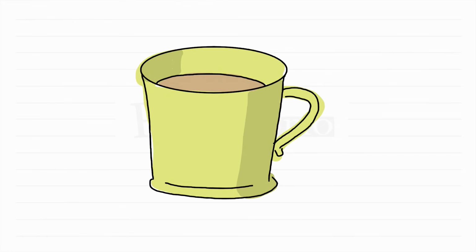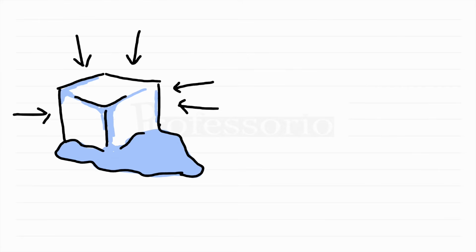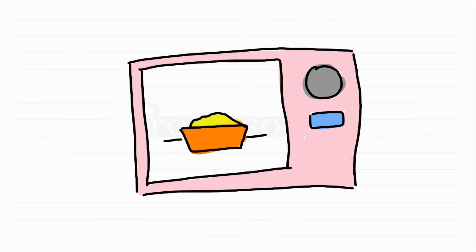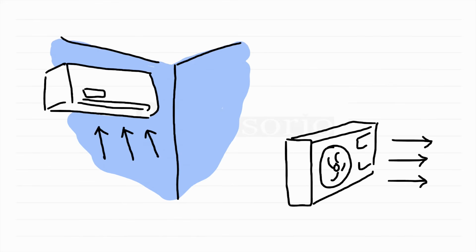Similarly, a hot cup of tea cools down because it has a higher temperature than its surroundings. It loses heat to the air around it, and the tea becomes cool. An ice cube melts because it gains heat from the surrounding air. The added energy makes its particles move faster until the ice turns into the water. Food heats up in a microwave because it absorbs energy from the microwave radiation. Air conditioners cool a room by removing heat from the air inside and releasing it outside.